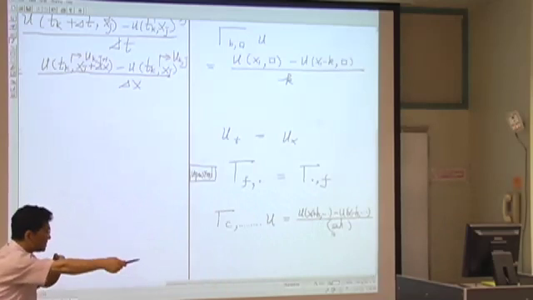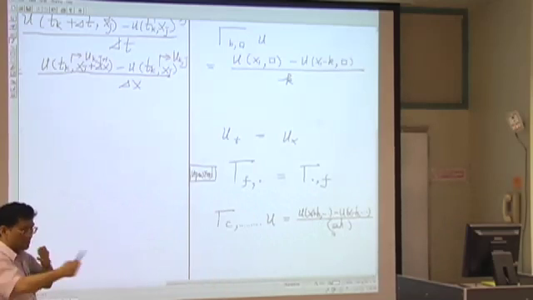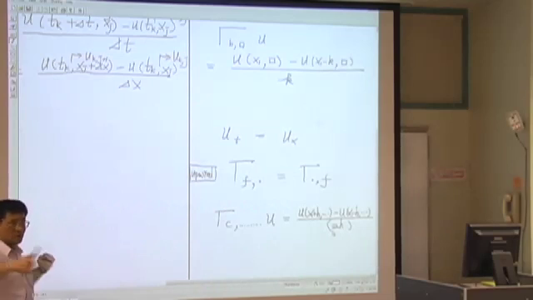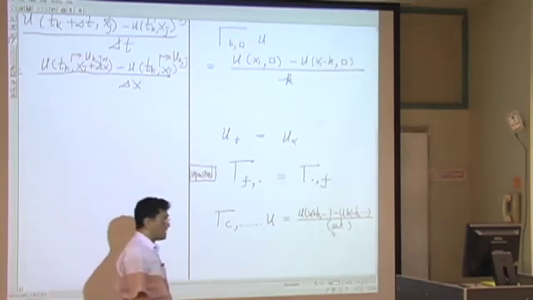Forward means distance h away. Backward means distance h away. Central means 2h distance away. So we are almost ready.